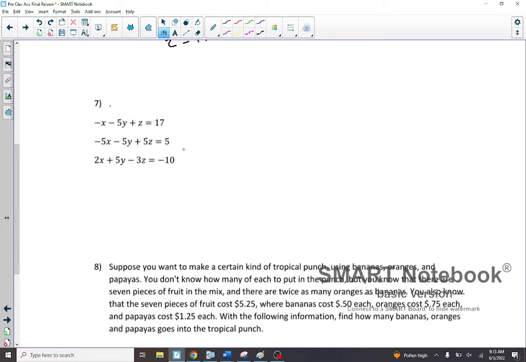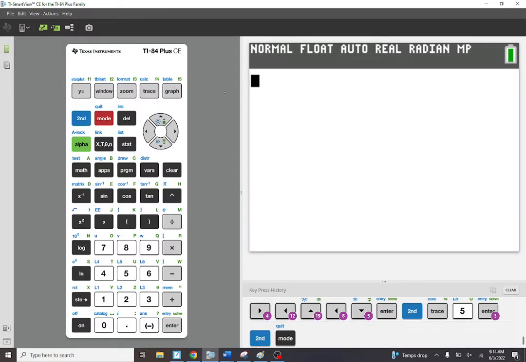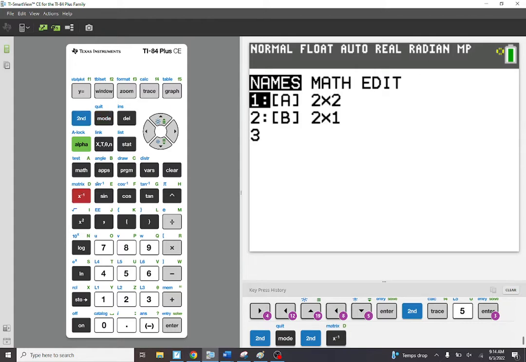Now for 7, we have a triple thing. Now I could do the row reduction and all that, but you know what I'm going to do? I'm going to use my calculator for this. So I'm going to pull up my calculator, and from the last video, you should know I could do a matrix. So I'm going to go to matrix, which is second x to the negative 1.